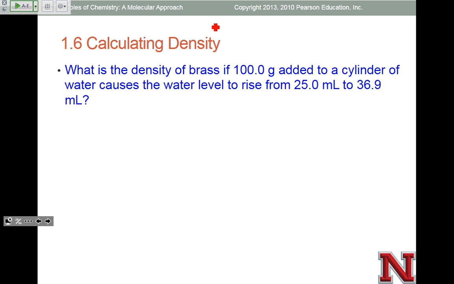Well, we know our mass. And remember, you can always start with your calculation. We know our density, which is what we're looking for. So we know our density is equal to mass over volume. We know our mass is given.